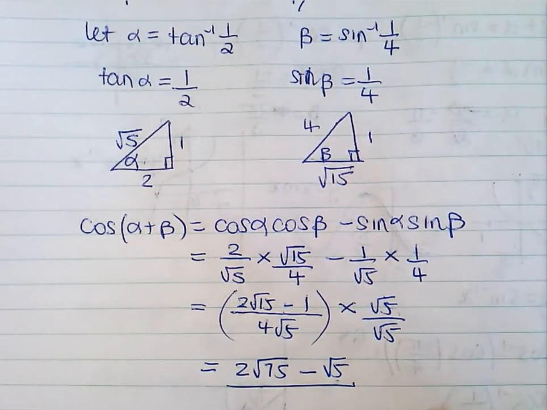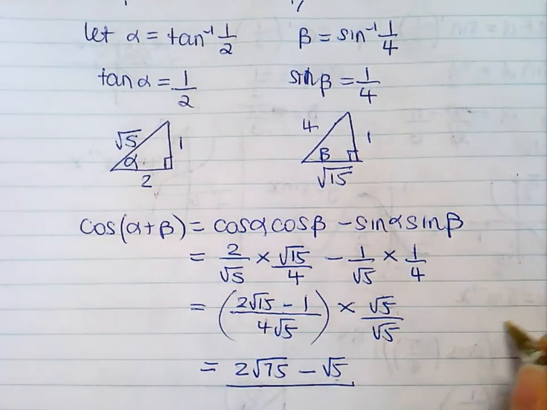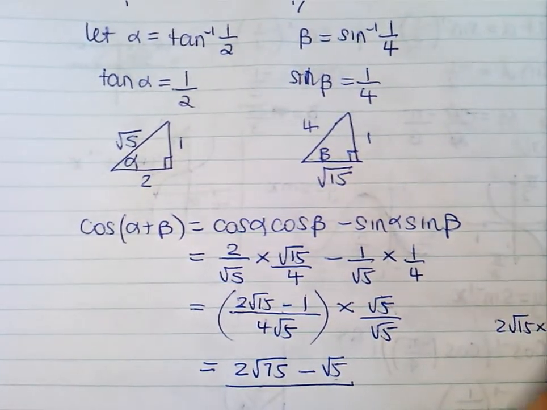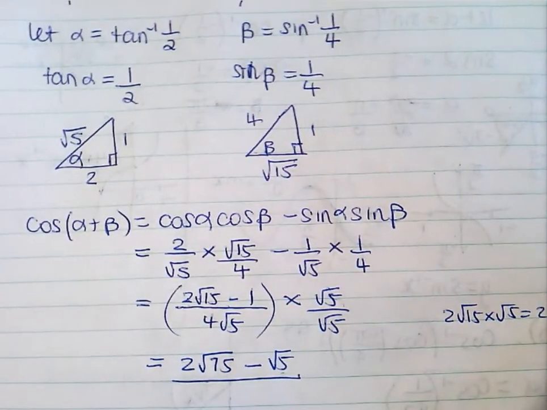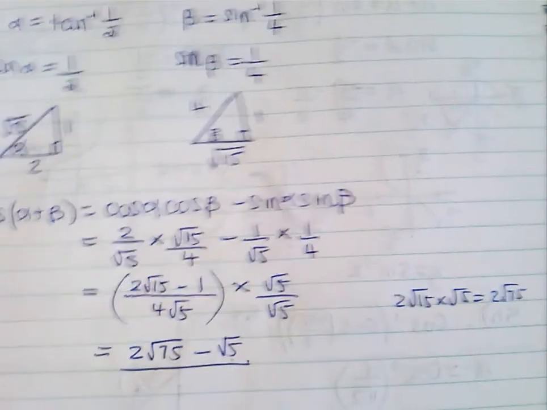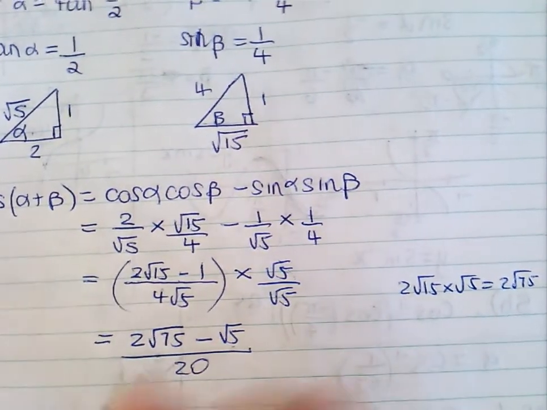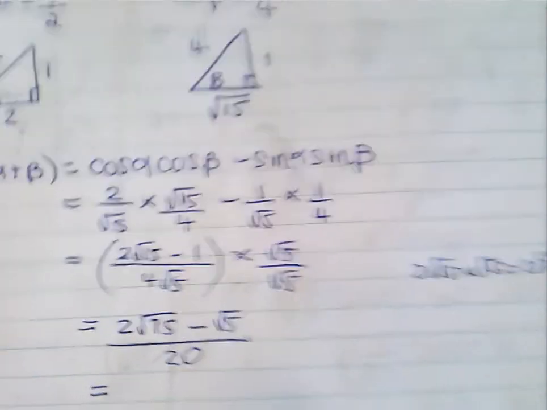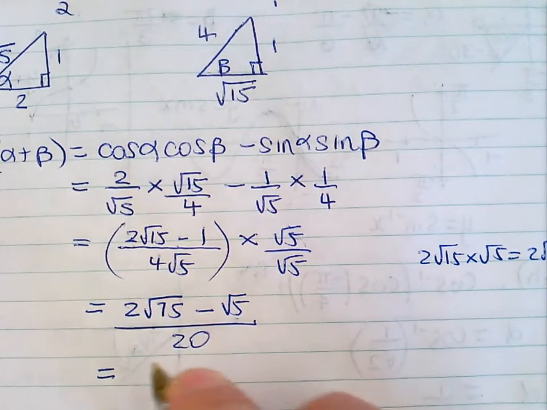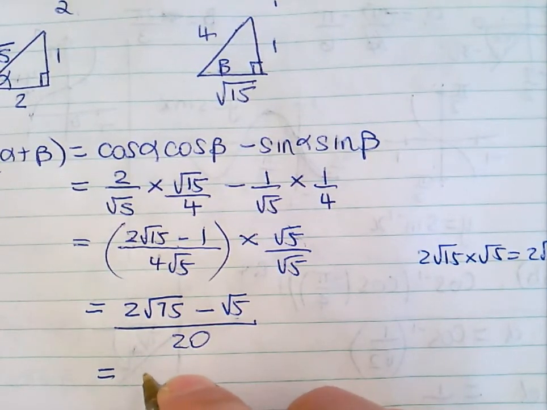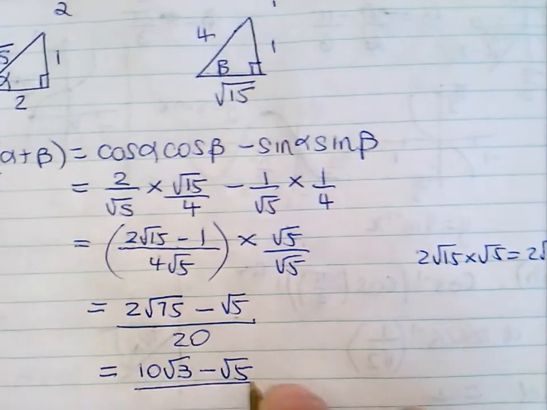Now you can call out your little 20. 2 root 15 times root 5. Yes, 2 root 15 is 2 root 75. Do you get that? Because 15 times 5 is 75. So what's my denominator? 20. Now, what's 2 root 75? What goes into 75? 25 and 3. So it's 2 times 5 root 3, which is 10 root 3. We okay with that? Minus root 5 over 20.